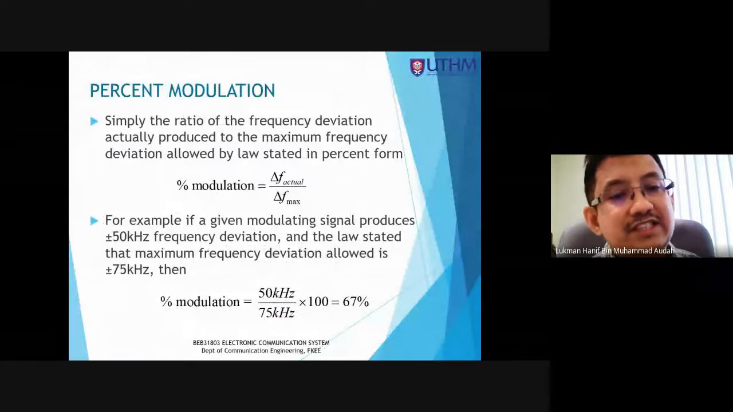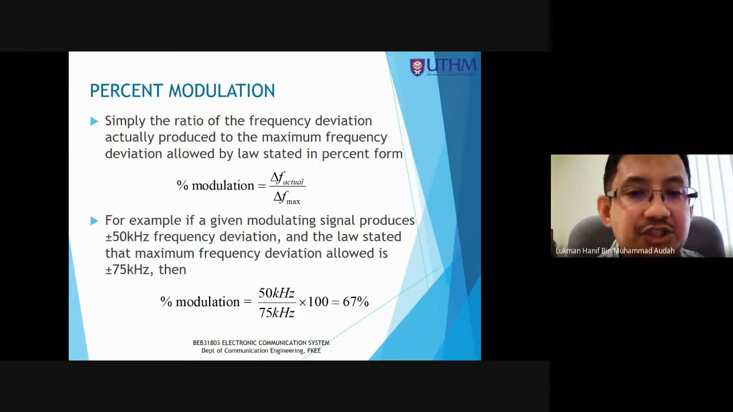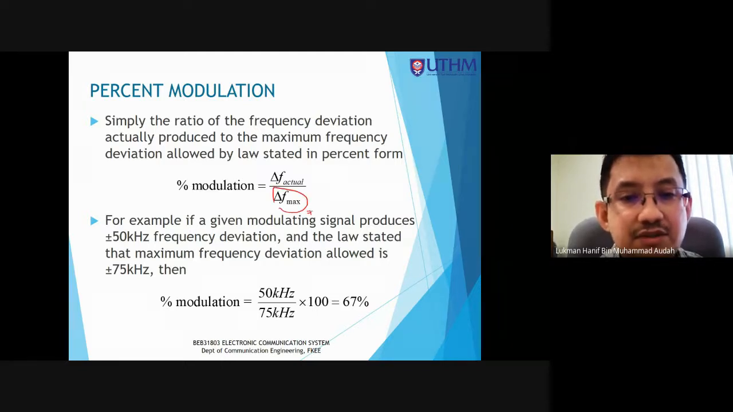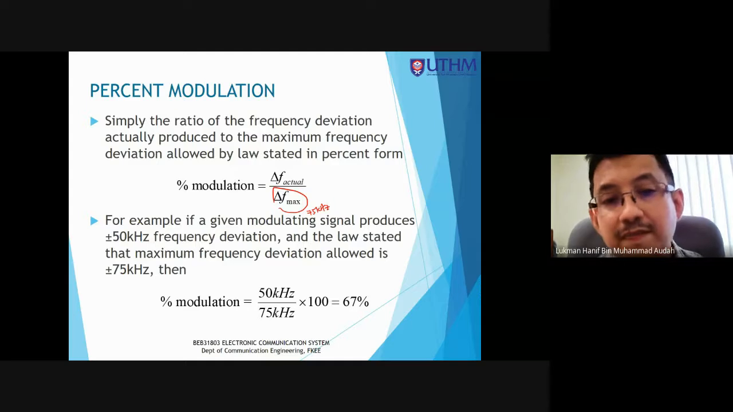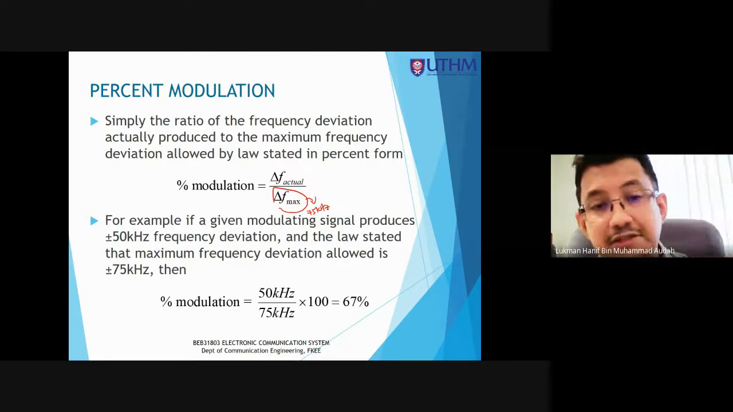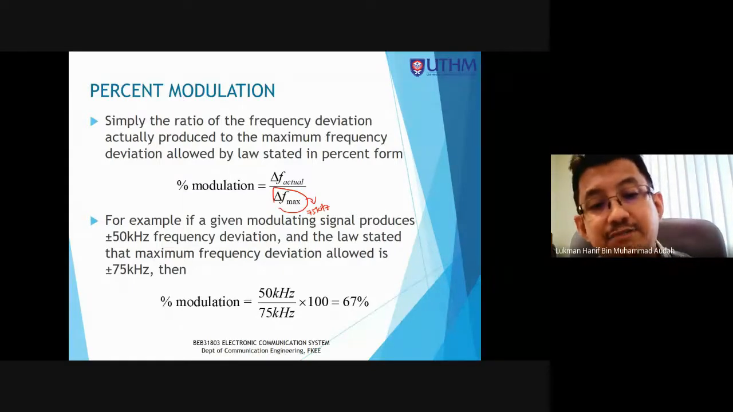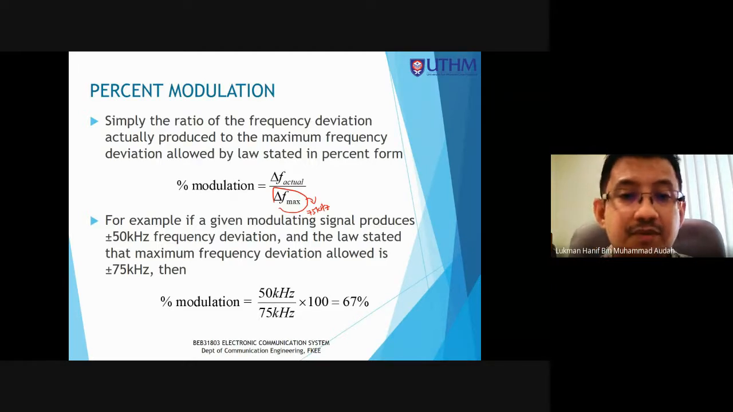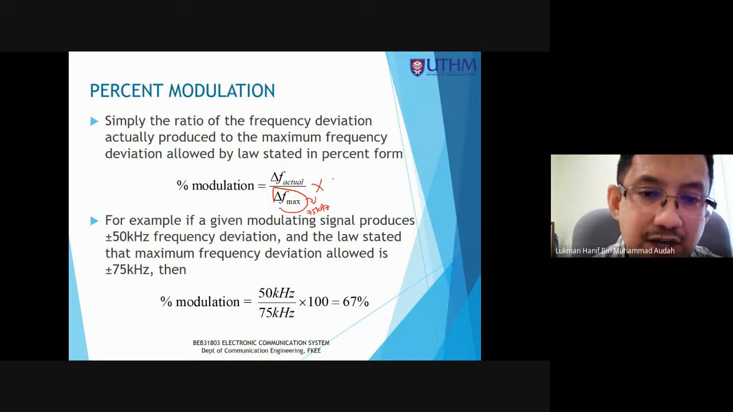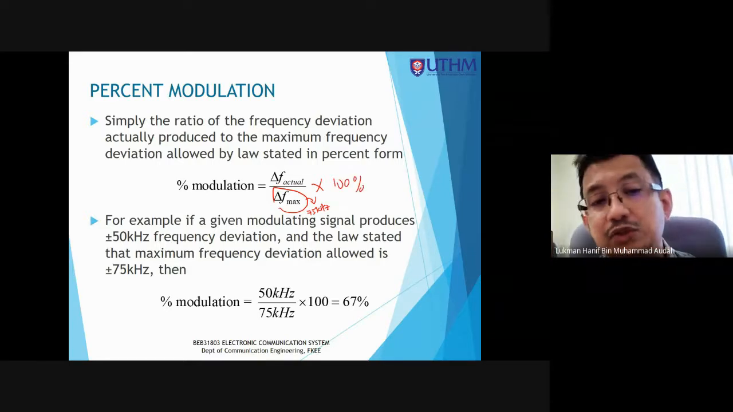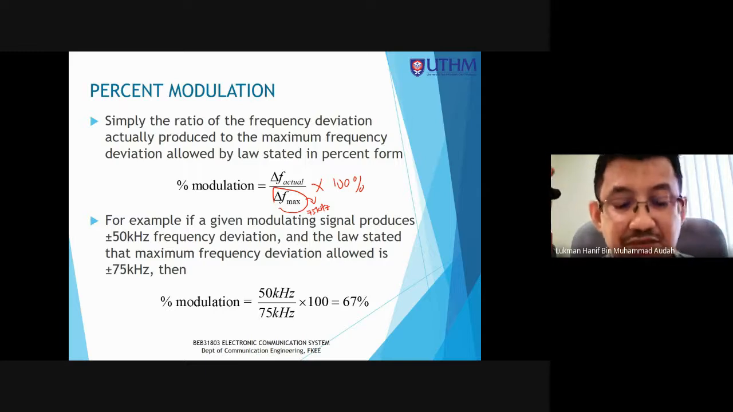And then what? Percent modulation parameter. Percent modulation parameter is equal to delta F actual divided by the delta F maximum by the standard. Here is 75 kHz. Okay, yang bawah ini 75 kHz. Delta F actual is the delta F of your signal, signal yang kamu pancarkan, dibahagikan dengan delta F maximum defined by the standard. And this is supposed to be multiplied by 100%. Sepatutnya darabkan dengan 100% kerana kita nak dapat dalam sebutan percentage.